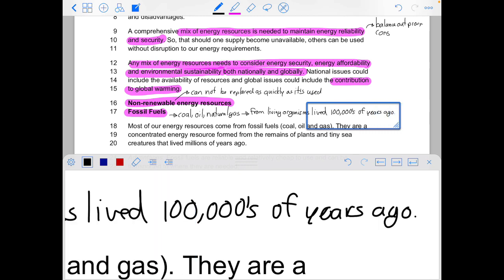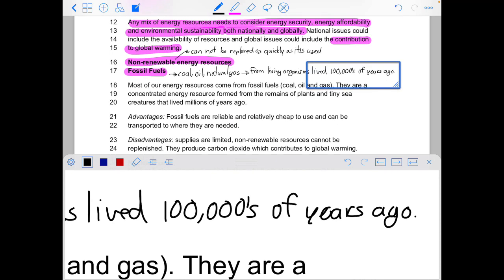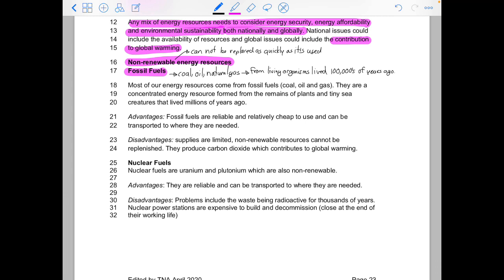That lived hundreds of thousands of years ago, if not millions or billions of years ago. So most of our energy resources come from the fossil fuels, the coal, oil, and the natural gas. So they are very concentrated energy resources formed from the remains of plants and sea creatures that lived millions of years ago. So here we have some advantages and some disadvantages of these fossil fuels.